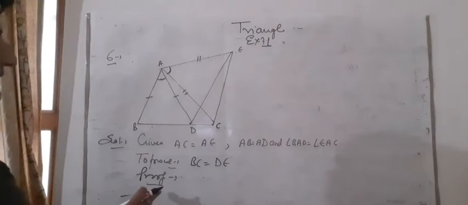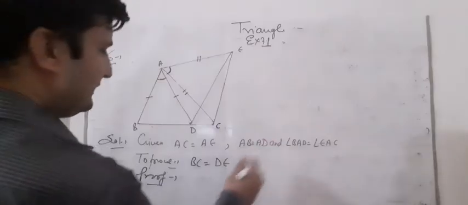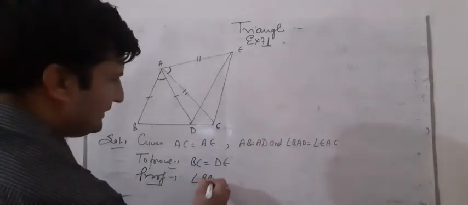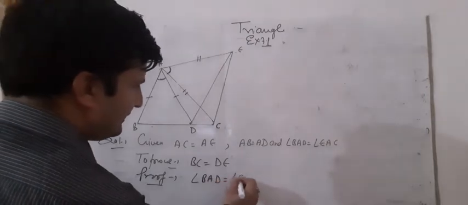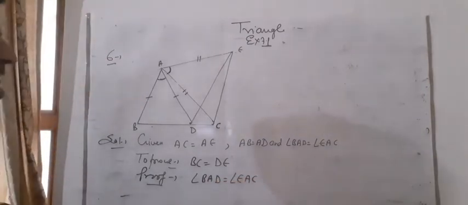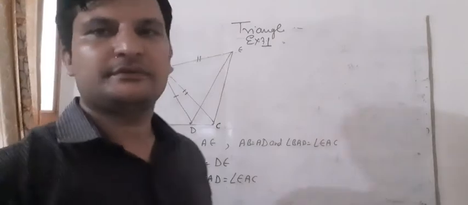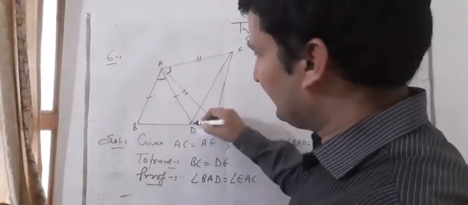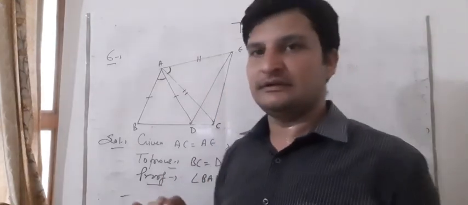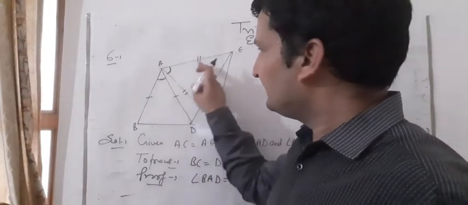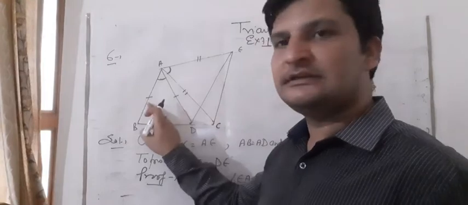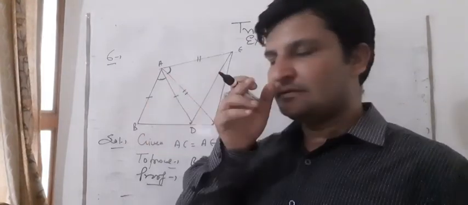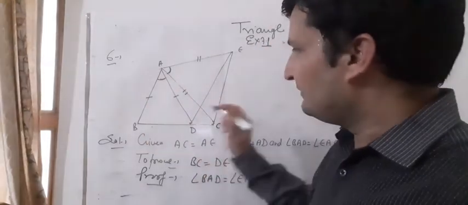Now what is given here? It is given that angle BAD is equal to angle EAC. In these types of questions, you have to understand, students, which angle is not given, meaning angle DAC, it is not given in these two parts. This is equal to this, it is already given, but we have to prove that BC is equal to DE.